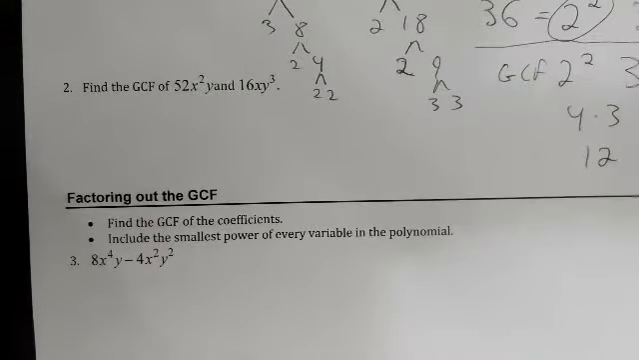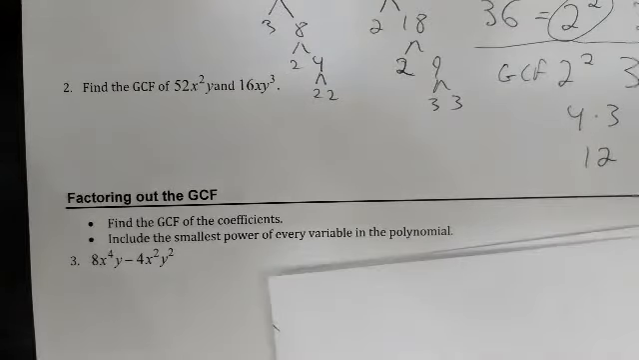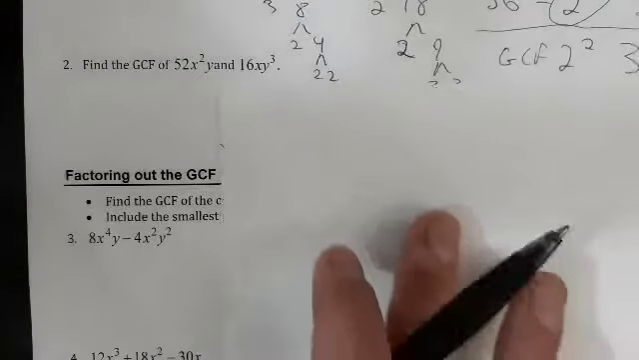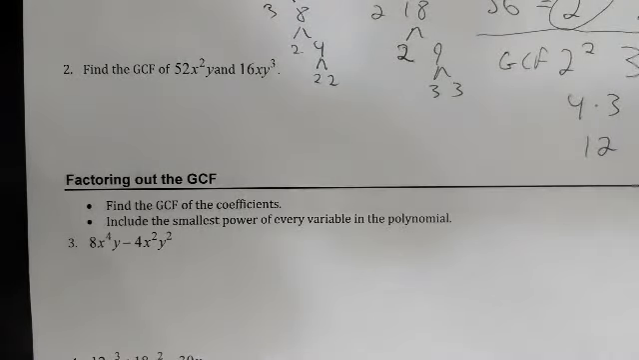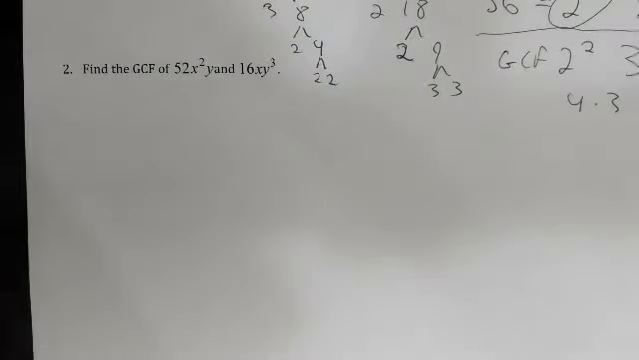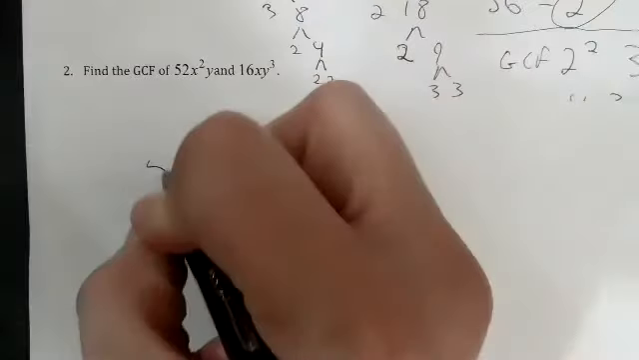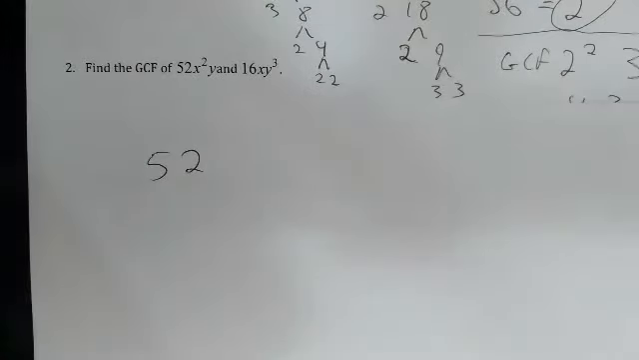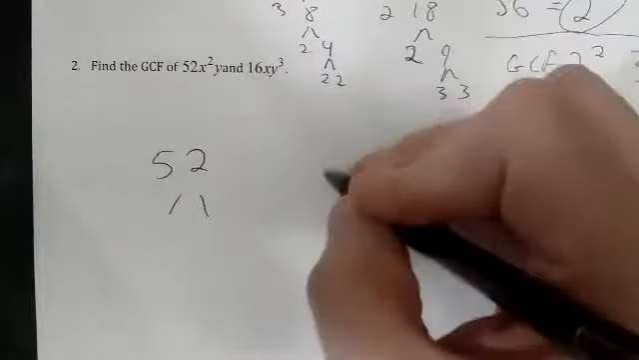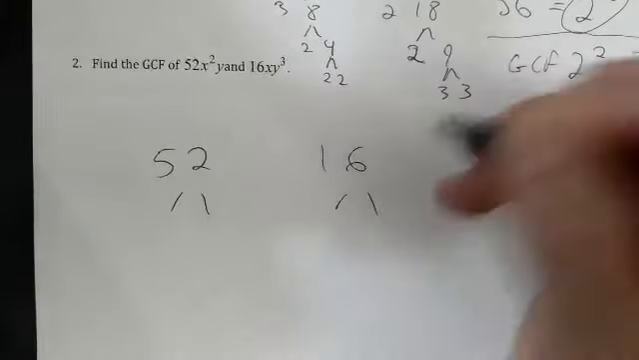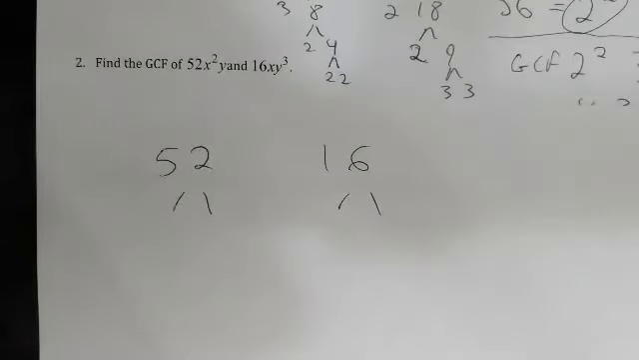Now I want to find a GCF between 52 and 16. So I'm looking at this thing. I want to do my tree first. So if I want to do my tree, I'm looking at the number 52. And I'm looking at the number 16. So we can talk about the variables in just a second. I'm not putting them on here. I'm just putting the coefficient. That's the main thing that I want to kind of break down right now.